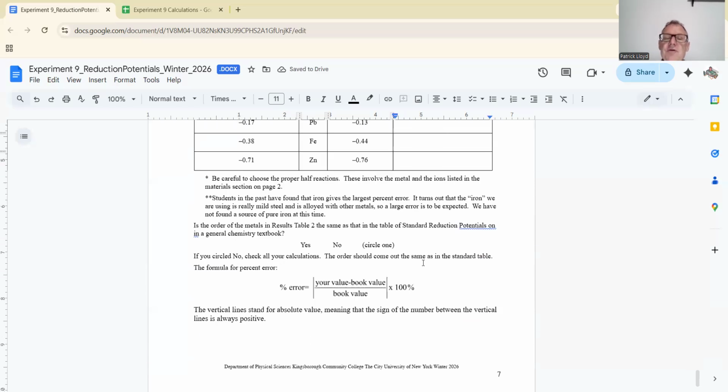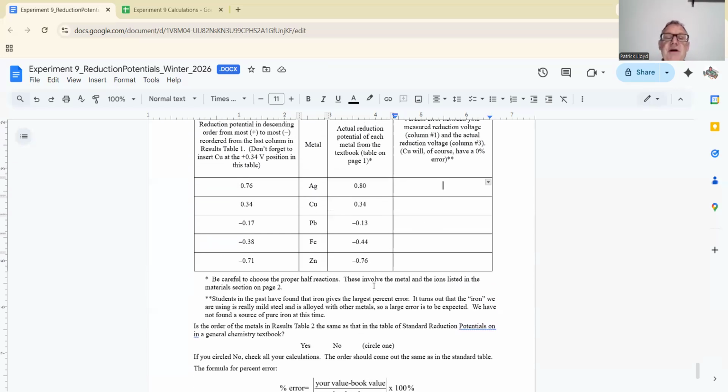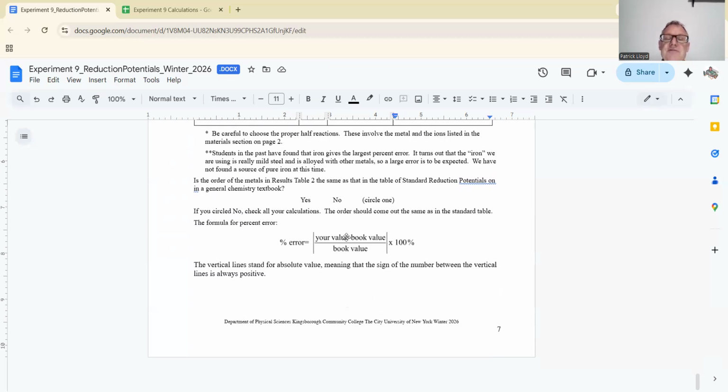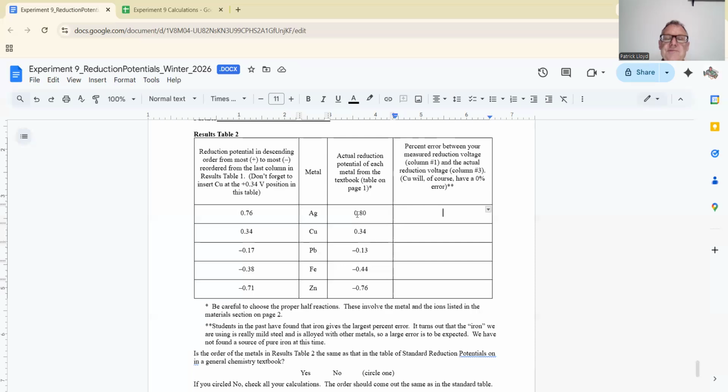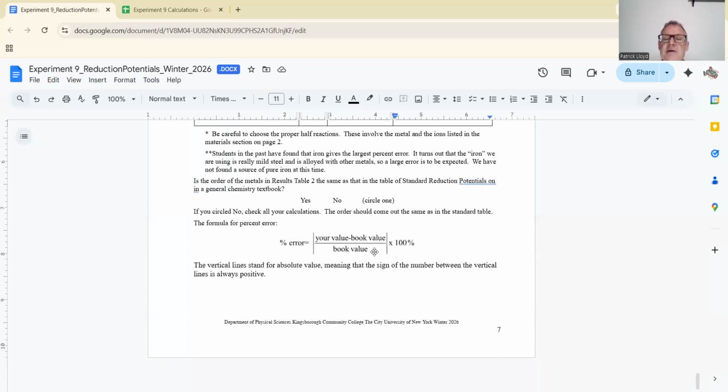Remember, percent error is your value, the experimental value, minus what we call the book value or the accepted value. So the accepted value would be these ones here. These would be your experimental values right over here. So you take the difference between those two, do that first, and then divide by the accepted value, the book value. So divide it by this value here, and then multiply by 100.